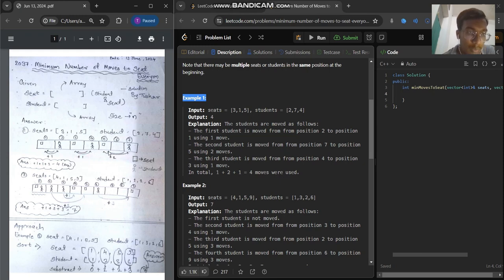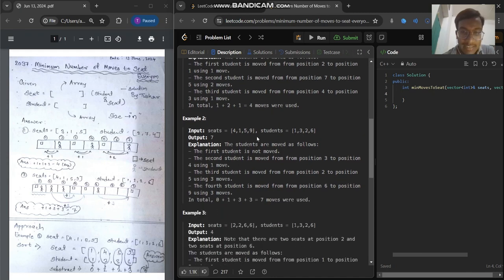But the last one requires two movements: 7 to 6 and 6 to 5. So there are two transitions. If we add all of these, the total will be 4. You can see the output is 4.